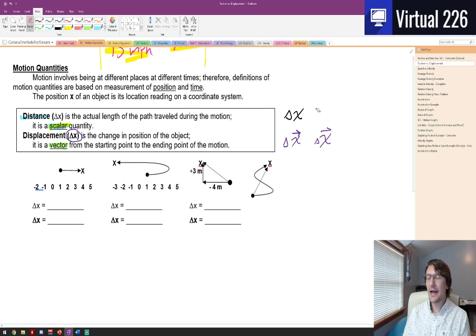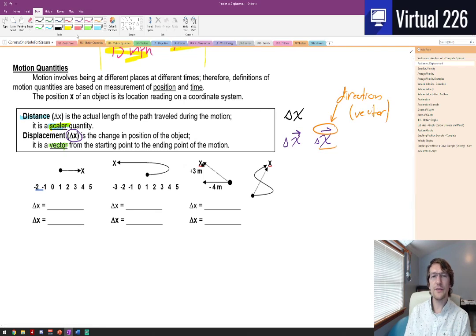But this is the direction here. Okay, so that is the direction. It says that this is a vector. Okay, it has both a size and a direction. So when we see me writing those out, that's what we're talking about, scalars and vectors.